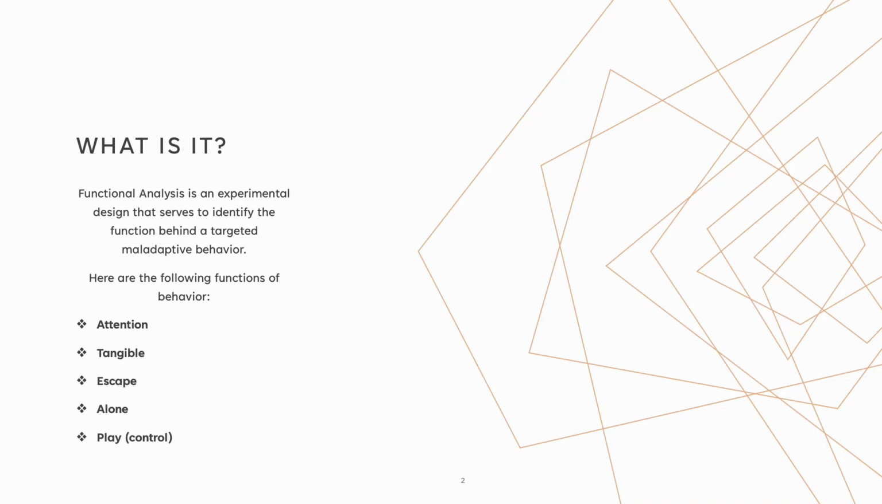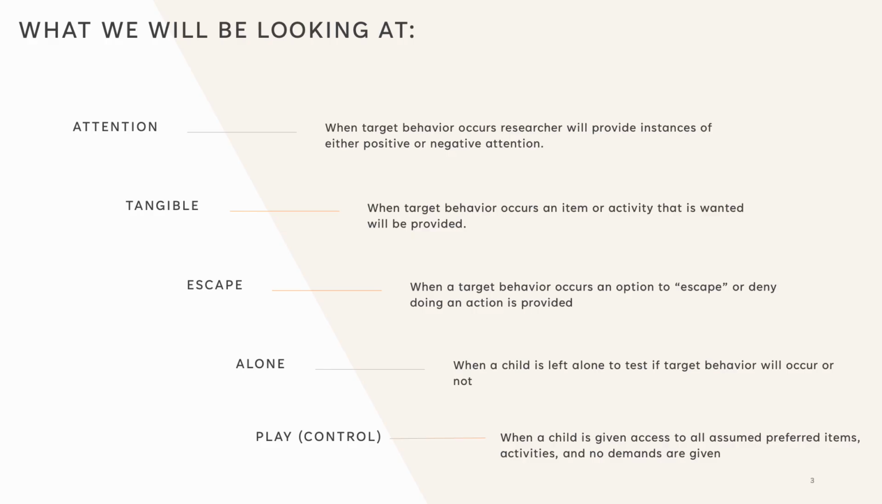What is a functional analysis? A functional analysis is an experimental design typically done by BCBAs to assist in identifying the underlying purpose or function of the targeted behavior. There are many conditions that we test, including attention, tangible, escape, alone, and play and control. I will dive further into understanding these conditions as we move throughout our presentation.